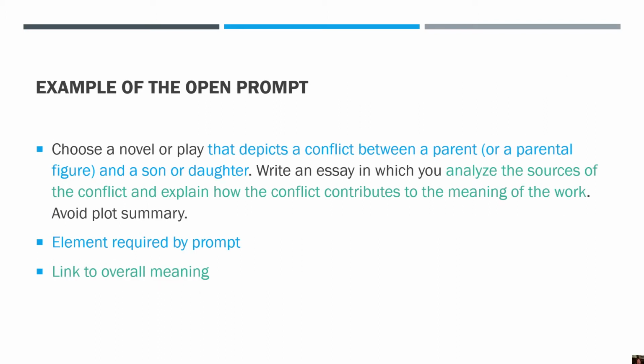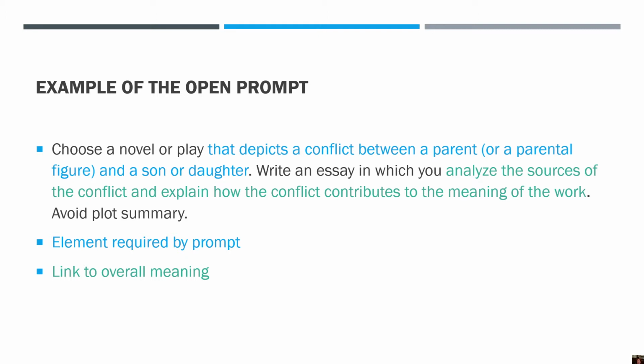Here's an example of the open prompt. This was from, I think, 1990 or so. Choose a novel or play that depicts a conflict between a parent or a parental figure and a son or daughter. Write an essay in which you analyze the sources of the conflict and explain how the conflict contributes to the meaning of the work.